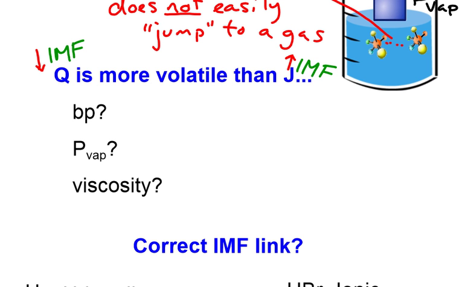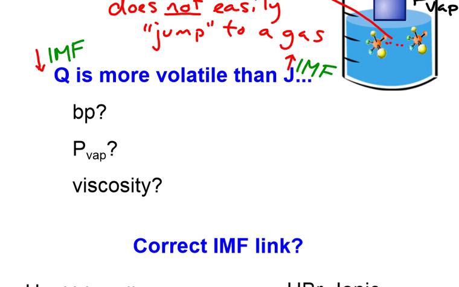So if you put Q and you put J on your arm and you blew, now maybe they would both evaporate right away, but let's assume they're really far apart. The Q would feel cool, the J would not, because the Q would start to evaporate immediately. Because volatility is the ability to evaporate really easily.